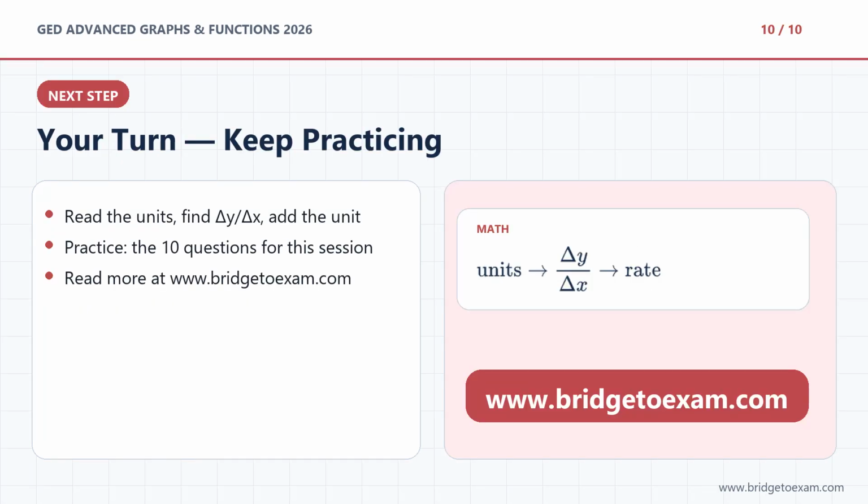Wonderful work today. You can now read a graph's slope as a real-world rate with units. Your mastery check is the 10 practice questions for this session. For each one, read the axis units, find the change in y over the change in x, and write the rate with units.